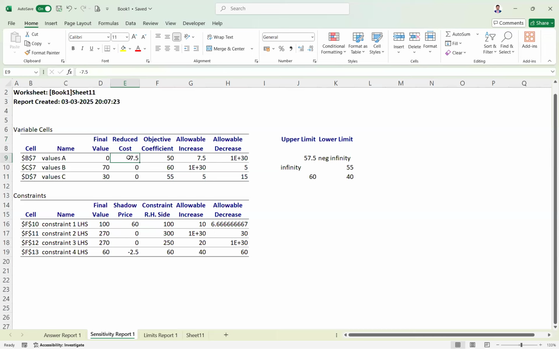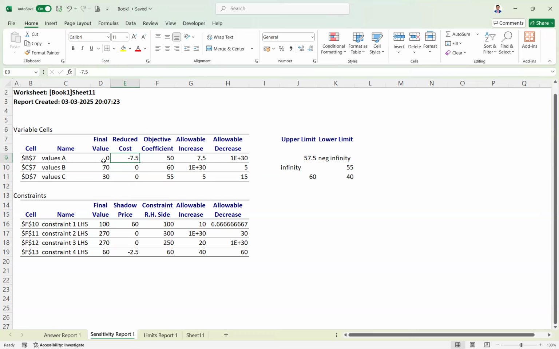Reduced cost says that if this value, that is A's optimal solution, becomes 1 from 0, then your Z reduces by 7.5. It means it is better to not give any value to A so that you achieve a better Z. Why is it saying this? Because it has to satisfy the constraints. Due to these constraints, it is not giving any value to A.